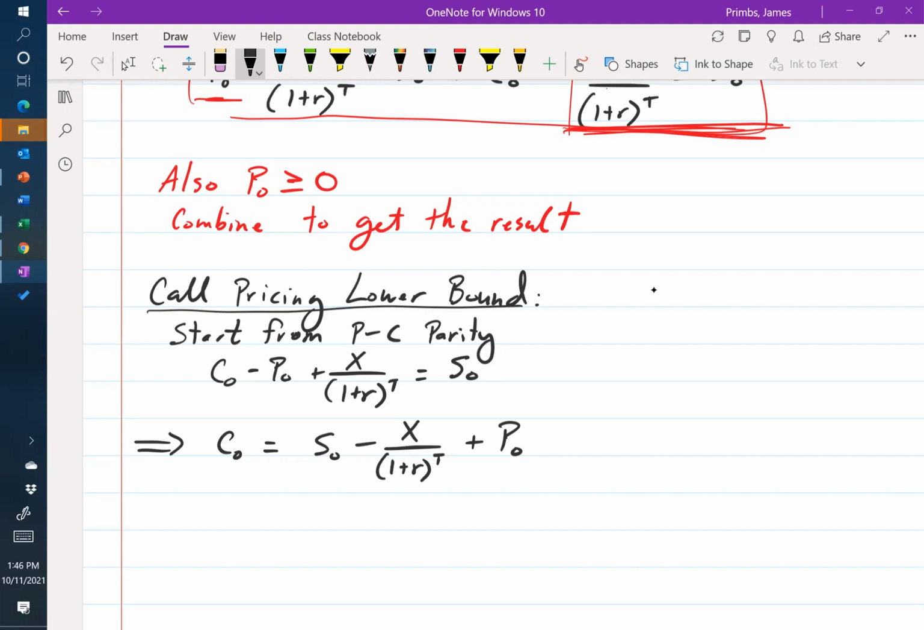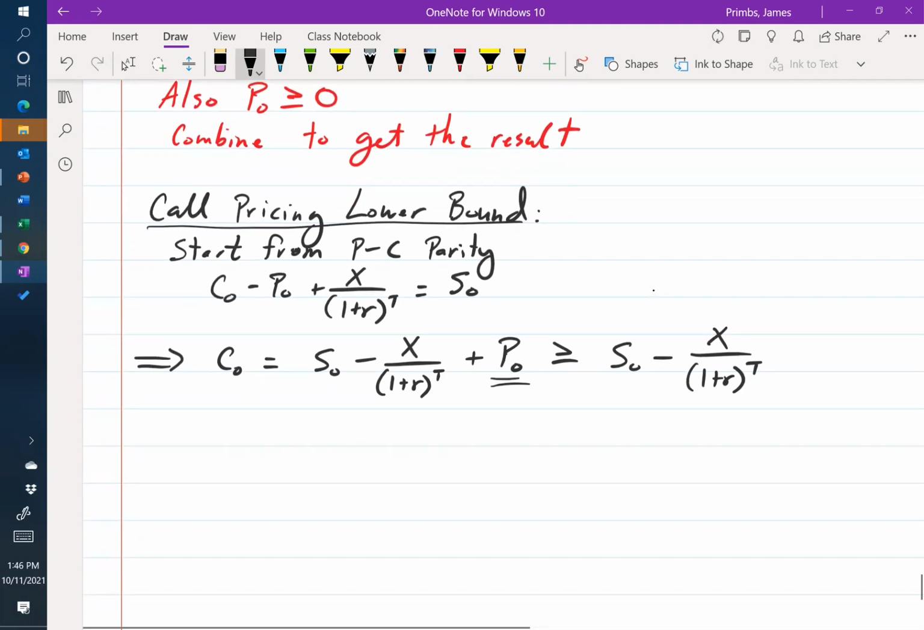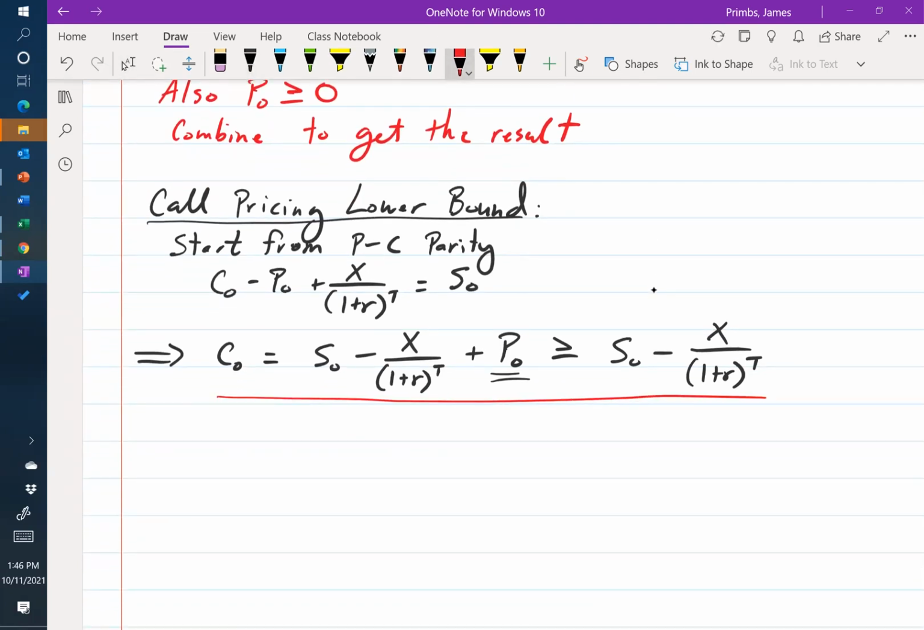Okay, and then the value of a put is always greater than or equal to 0. So this is greater than or equal to S0 minus X over 1 plus R to the T. Okay, so it's the discounted strike. Yes, that's exactly what it is. It's the discounted strike. So here we have our lower bound. A call is always at least worth the current price minus X over 1 plus R to the T, or the discounted strike.